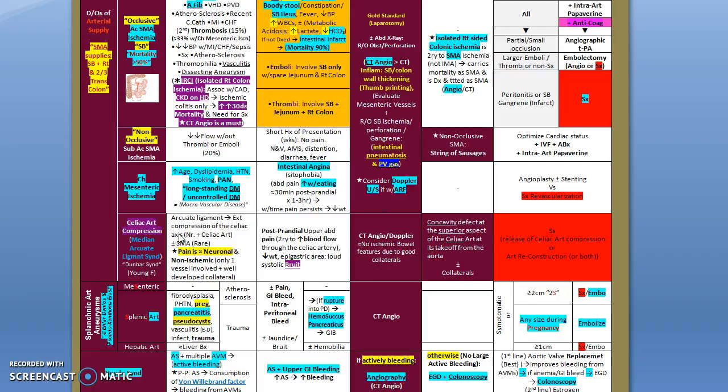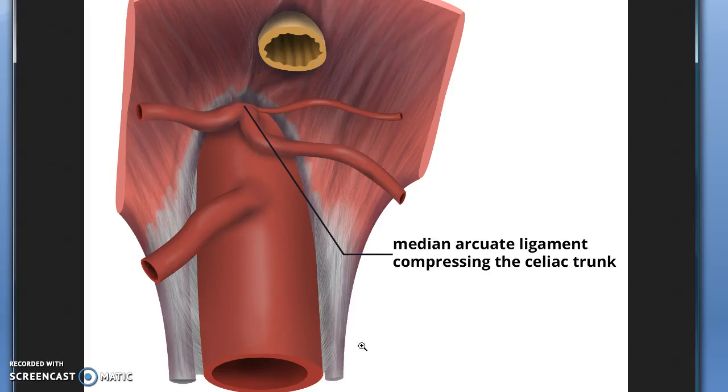Alright, now let's look at this image here. This is the esophagus, aorta. This is the celiac trunk. And while the celiac trunk is taken off from the aorta, here is what we call the median arcuate ligament of the diaphragm.